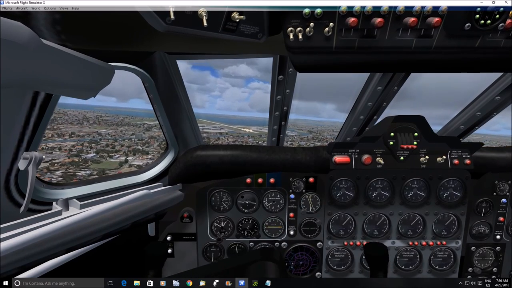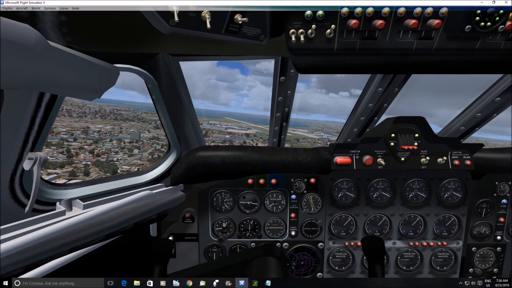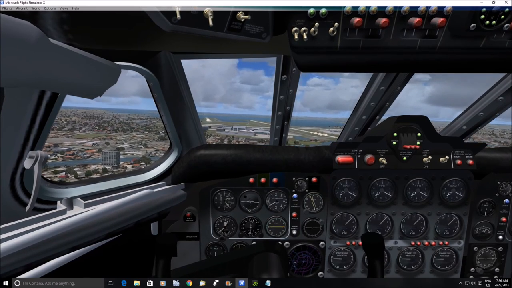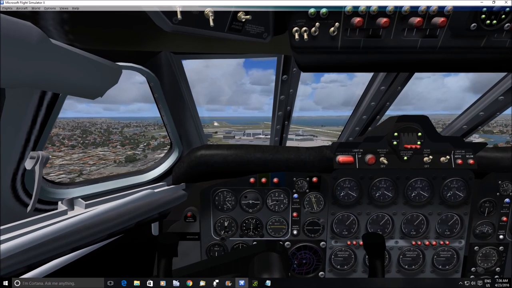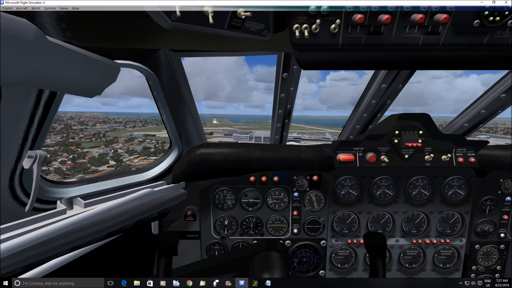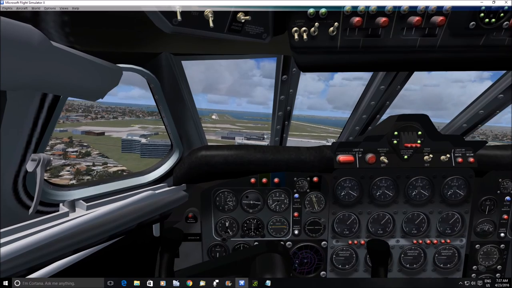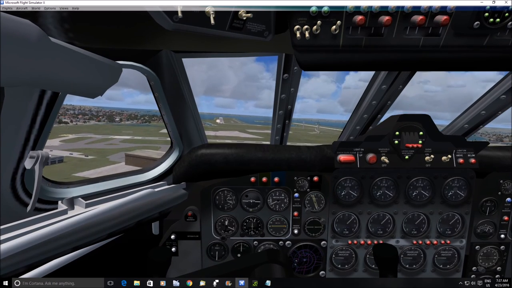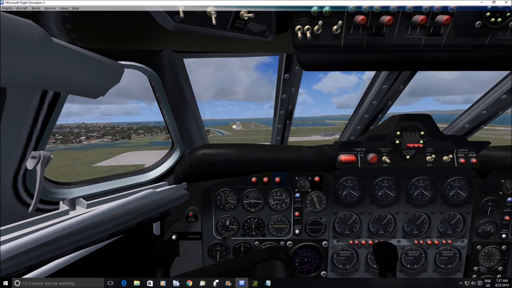More trim up here. I hope this is 16 left. Looks like it. All right, let's go 60 flaps. We got a strong crosswind from the right, about 90 degrees. So this is going to be interesting. Full flaps.